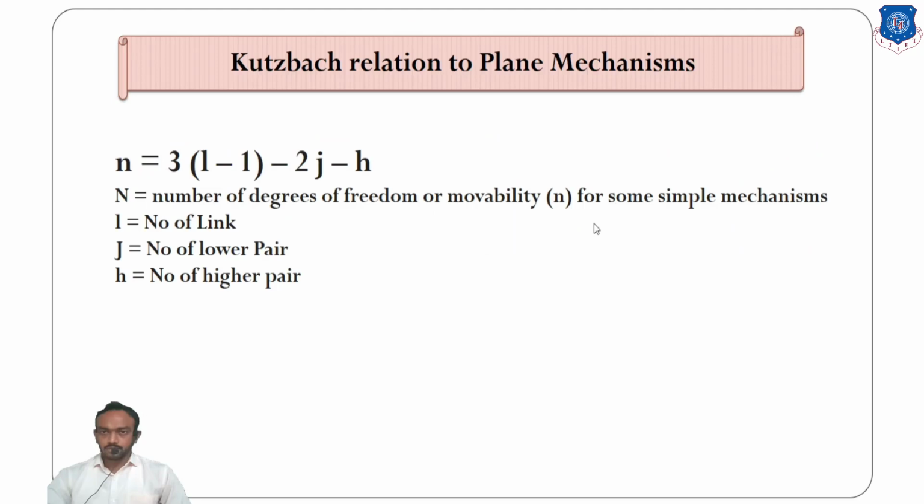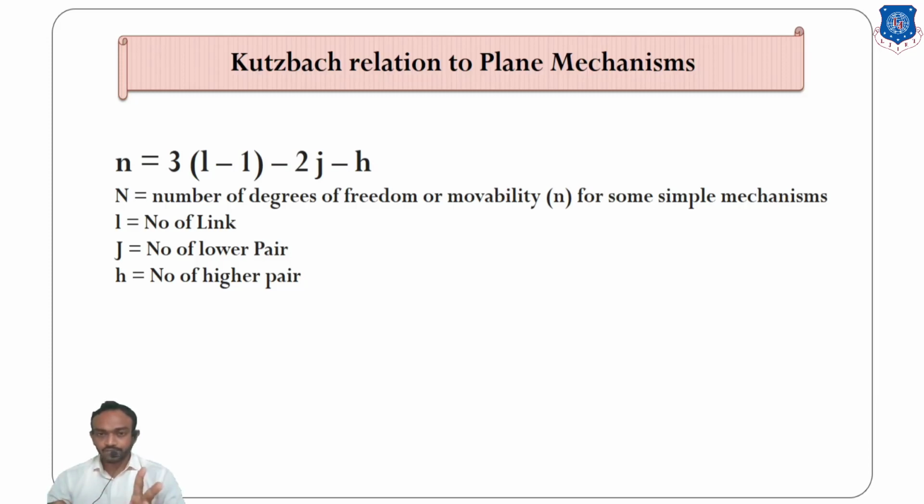Clear? So we are going to start the Kutzbach relation for plane mechanisms. Any 2D mechanism, we can find the degree of freedom by this relation. N is equal to 3(L minus 1) minus 2j minus h. N is the degree of freedom, L is the number of links. Why is there L minus 1? You know that in any mechanism one link is fixed, and a fixed link has no degree of freedom. So (L minus 1) into 3.